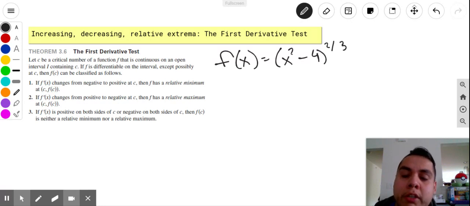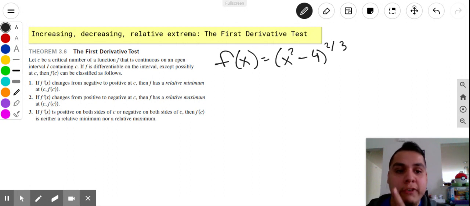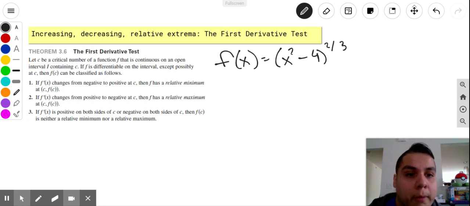But I'm going to show you what I mean with this example: f of x is x squared minus 4, quantity raised to the 2/3 power. This has a lot of things going on, so be patient. The first thing they talk about is that I need to have a continuous function, which I do. It's not pretty, but it is a continuous function. If not, pause the video, go to Desmos, type that in, look at that graph, and tell me that's not continuous.